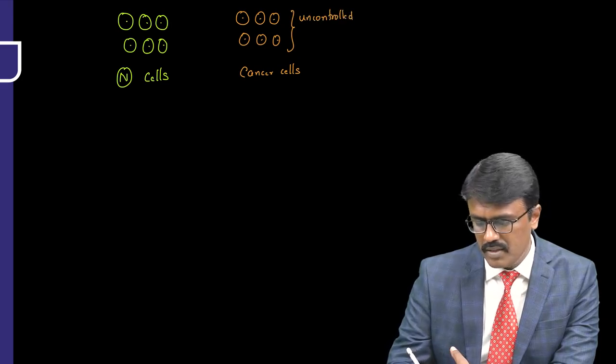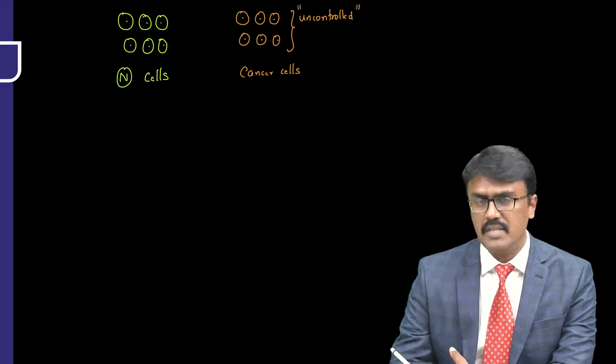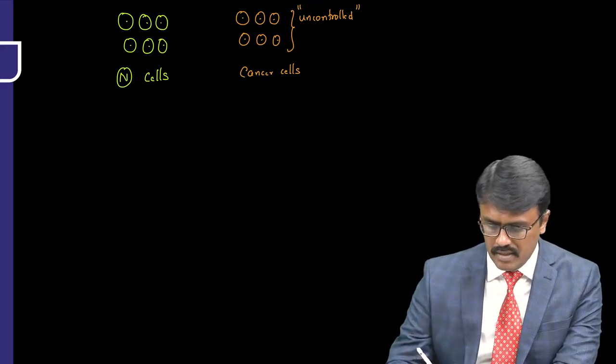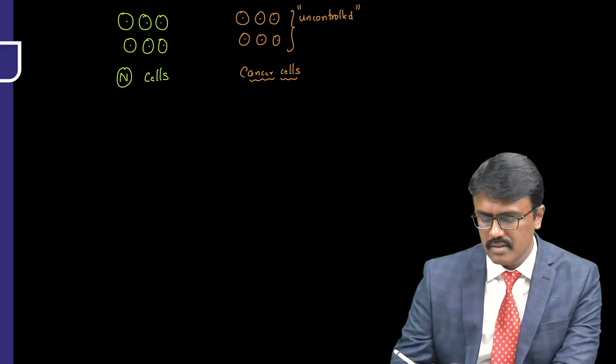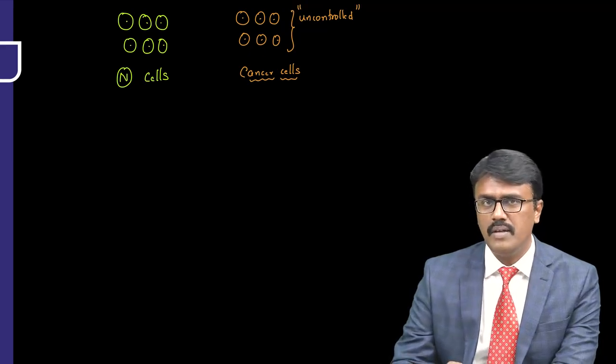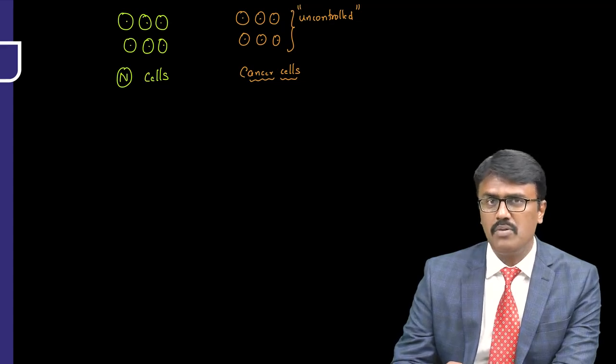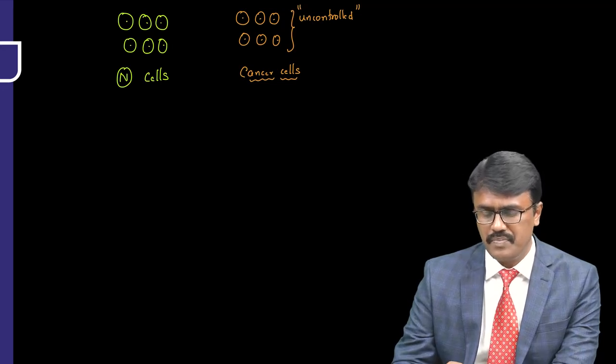So the proliferation or division is uncontrolled, whereas the normal cells have controlled division. That is the reason the cancer cells are not obeying the body's rule. They are obeying their own rule. They are multiplying without any control, uncontrolled division.